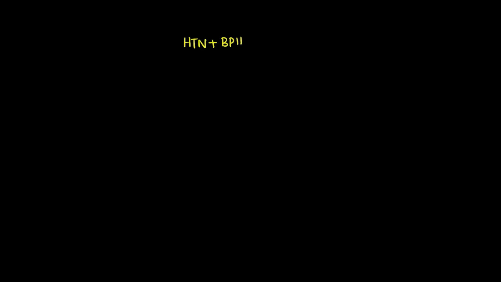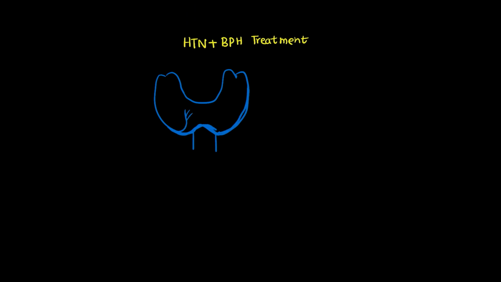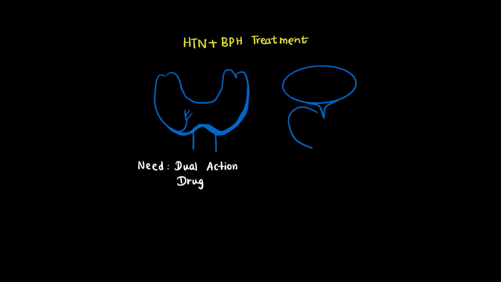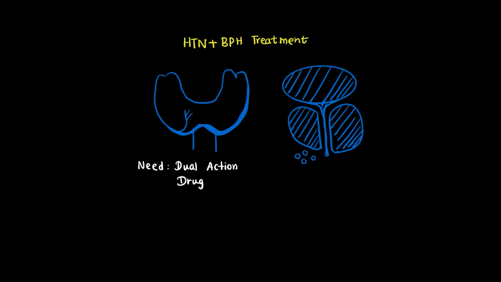Selecting medications that address multiple conditions simultaneously improves patient care. For combined hypertension and benign prostatic hyperplasia, alpha-1 antagonists offer dual benefits. The prostate gland contains abundant alpha-1 receptors in its smooth muscle. BPH causes prostate enlargement, compressing the urethra and causing urinary symptoms. Tamsulosin blocks these alpha-1 receptors, relaxing prostatic smooth muscle and improving urine flow.